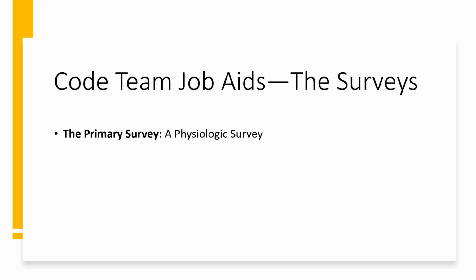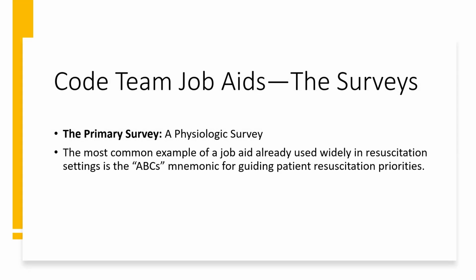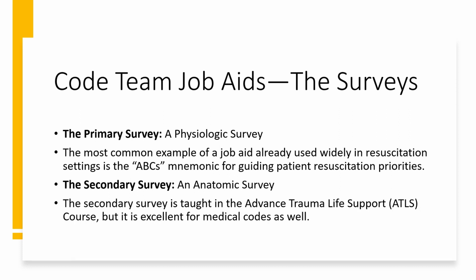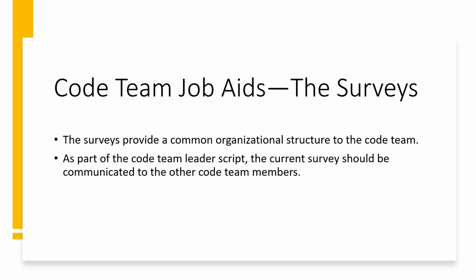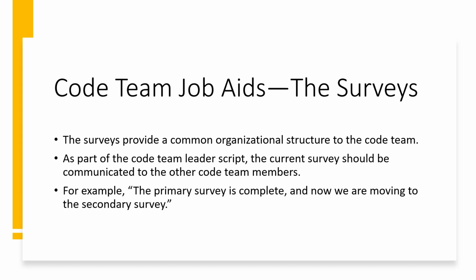The most common example of a job aid already used widely in resuscitation settings is the ABCs mnemonic for guiding patient resuscitation priorities. The secondary survey is taught in the Advanced Trauma Life Support course, but it is excellent for medical codes as well. The surveys provide a common organizational structure to the code team. As part of the code team leader script, the current survey should be communicated to the other code team members. For example, the primary survey is complete, and now we are moving to the secondary survey.